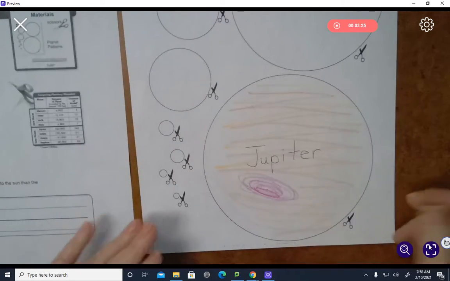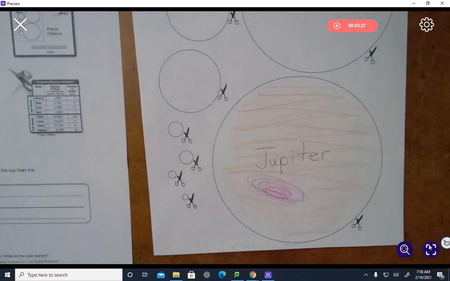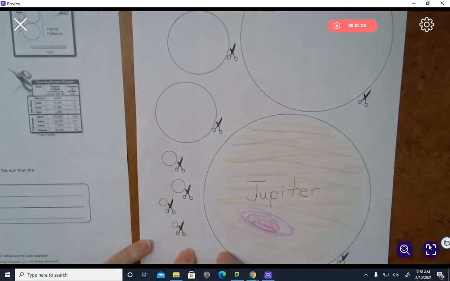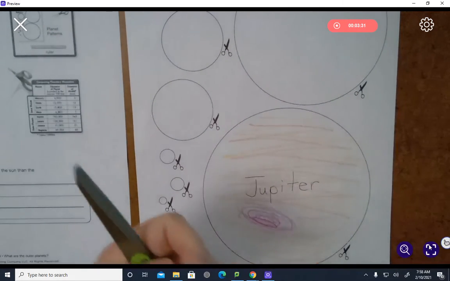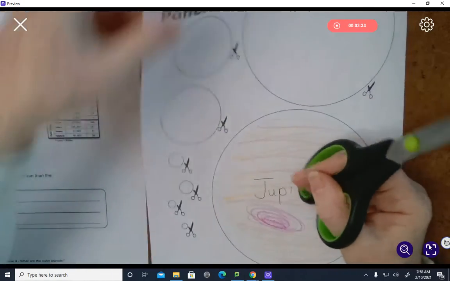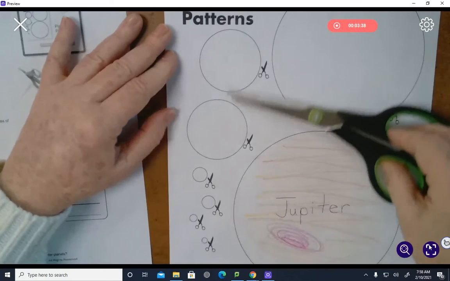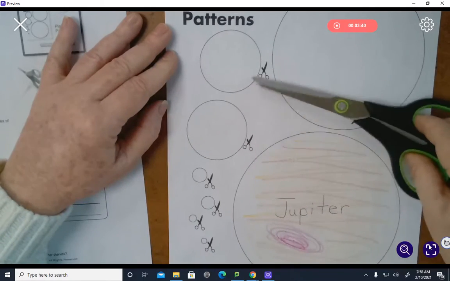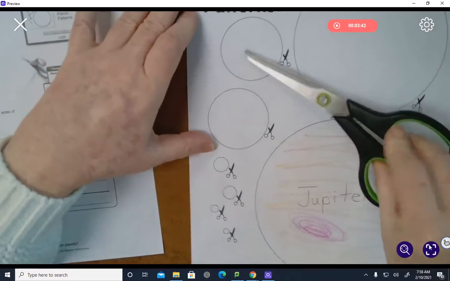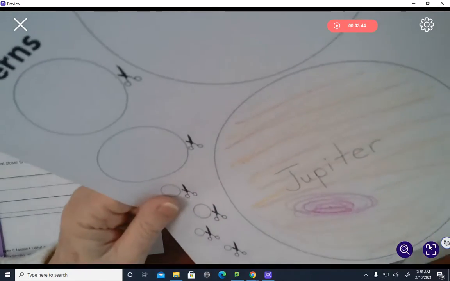Okay, so now I just have to, after I've completed all of the planets, some of them are very, very close. These two are kind of close, but clearly one's smaller. These two are really close if you eyeball them, but I think you could tell which one is smaller. So I'm going to go ahead and cut this out.